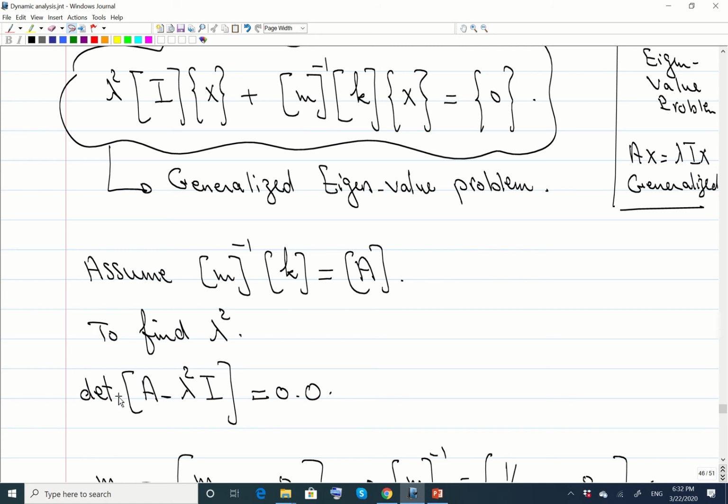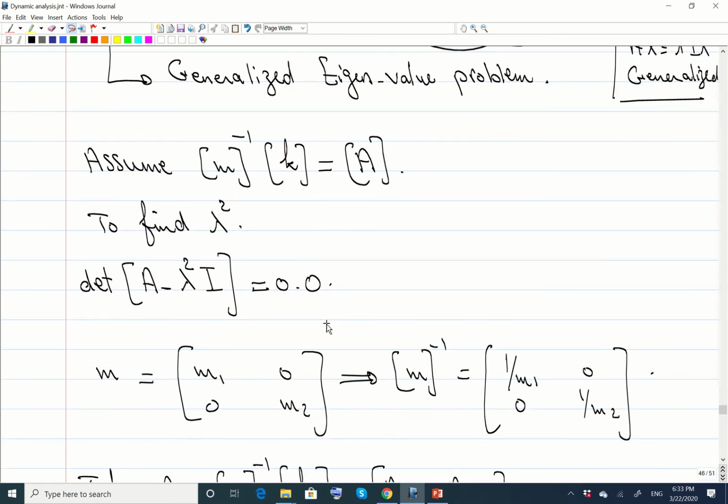The only lambdas that satisfy this equation are where the determinant of the matrix A, which is m inverse k, minus the matrix lambda squared I, is 0. So simply how can you do this? You want to find the determinant of A, which is m inverse k. If this is m, the mass matrix is always only a diagonal matrix. You only have mass at the first floor and the second floor, while the other off-diagonal elements will be 0.